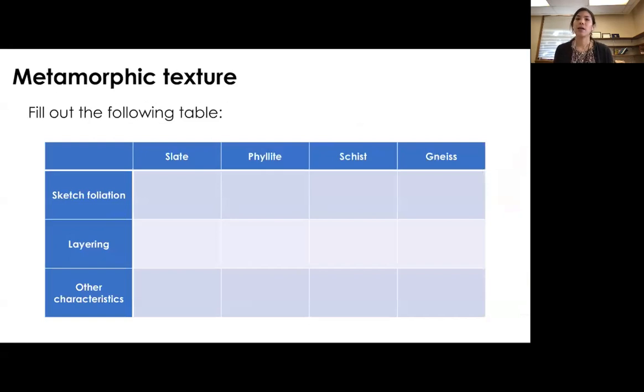Okay, so the slate, phyllite, schist, and gneiss rocks are all names for foliated metamorphic rocks. And I'd like you to fill out this table to recognize for each of these, what is the foliation, what is the layering, and what are other diagnostic characteristics about each of these rocks. So pause here and fill out this table, and when you are ready, go to the next slide.